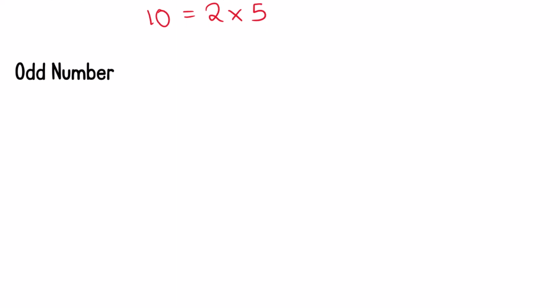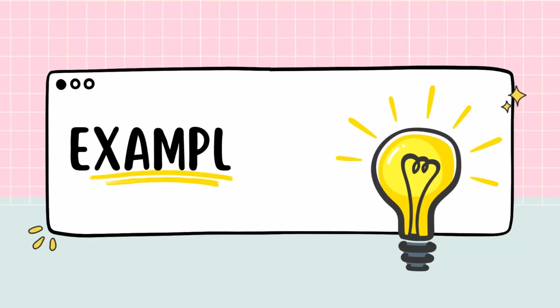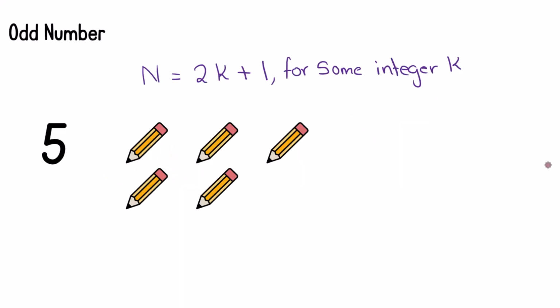An odd number, being one more than an even number, is very easy to define. An integer n is odd if it is equal to 2k plus 1 for some integer k. To demonstrate what makes a number odd, let's take a practical example with 5 pencils. Our goal here is to group these pencils in pairs of 2.